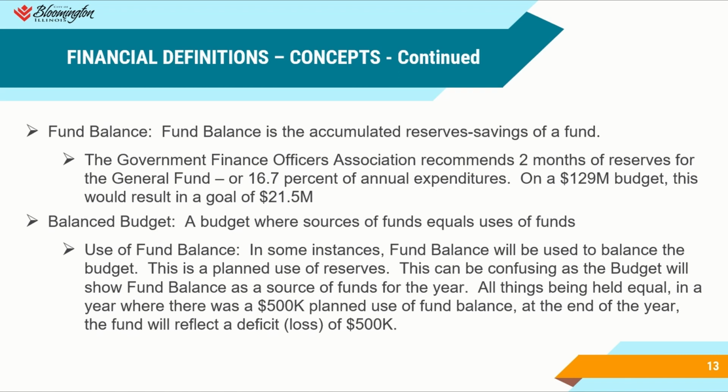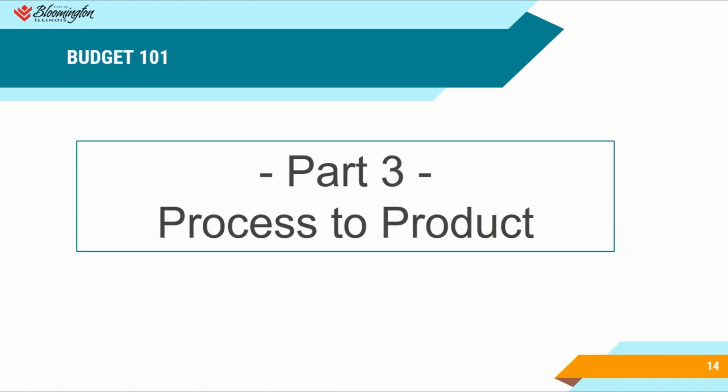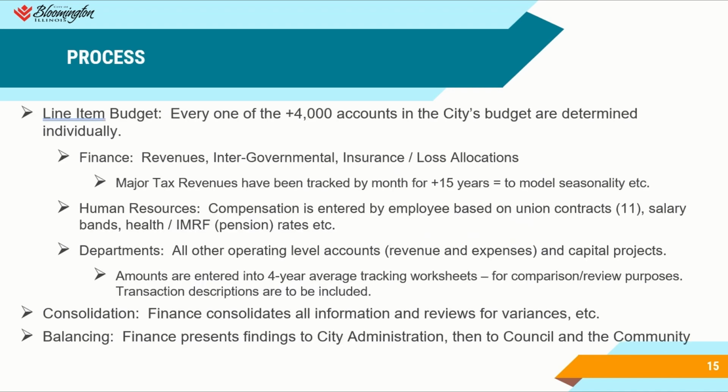Balanced budget, a budget where sources of funds equals use of funds. Part 3, process to product. Line item budget. Every one of the 4,000 accounts in the city's budget are determined individually.